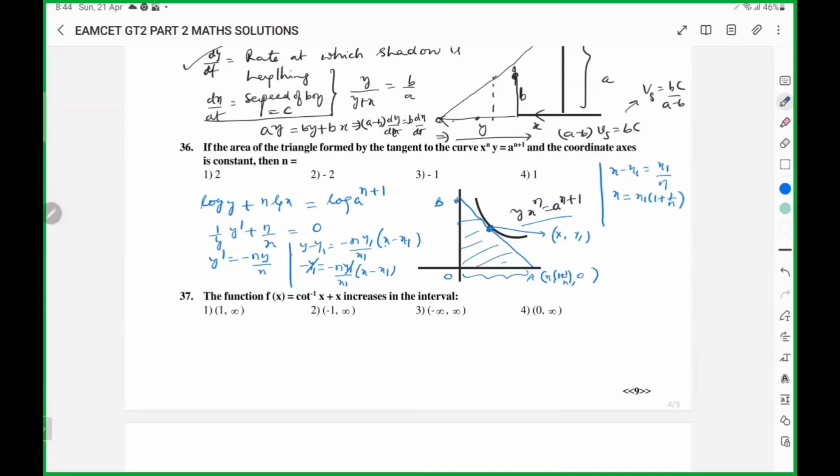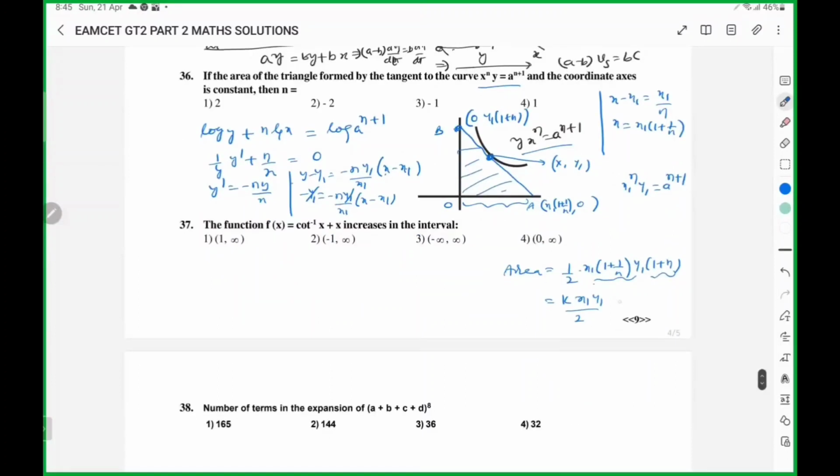Therefore, getting B: B is a point on the y-axis, x is 0. The x1 gets cancelled, giving y1 into 1 plus n. So the area will be half of x1 into 1 plus 1 by n, y1 into 1 plus n. This is anyhow a constant k, so k x1 y1 by 2. Here x1 power n, y1 is a point on the curve, so this one is k by 2.